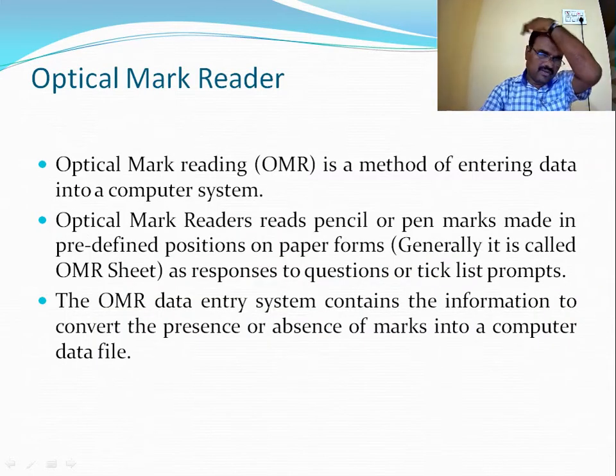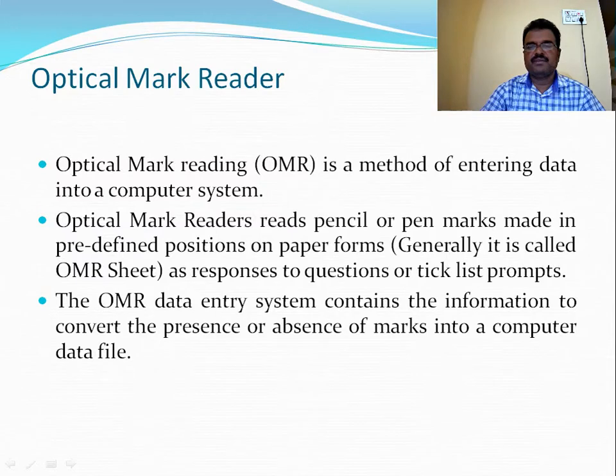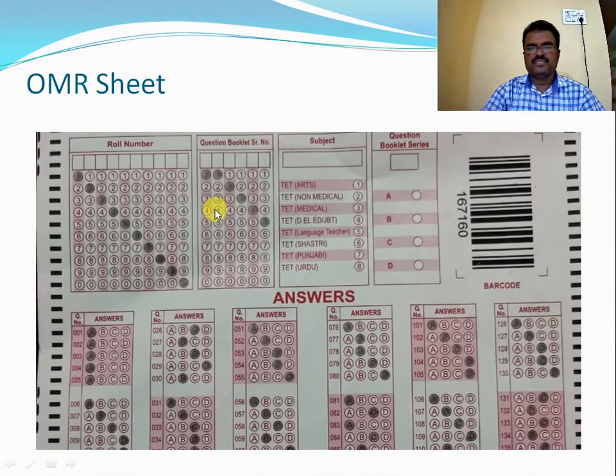Next one, OMR, optical mark reader. Optical mark reading is a method of entering data into a computer system. Optical mark readers read pencil or pen marks made in predefined positions on paper forms. Generally, it is called an OMR sheet, with responses to questions or tick list prompts. The OMR data entry system contains the information to convert the presence or absence of marks into a computer data file. So the OMR sheet looks like this.